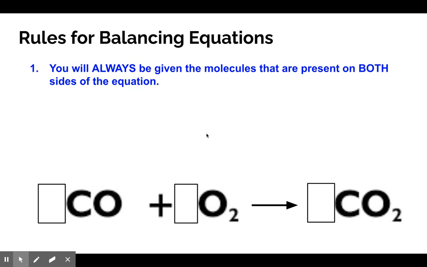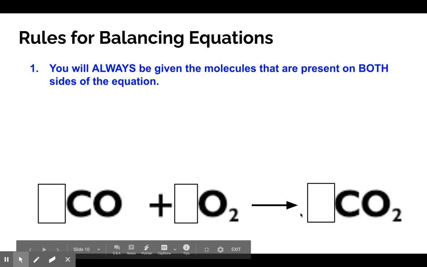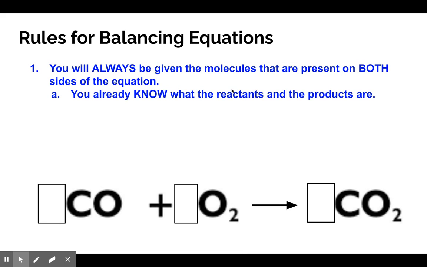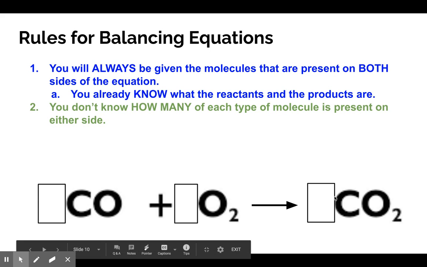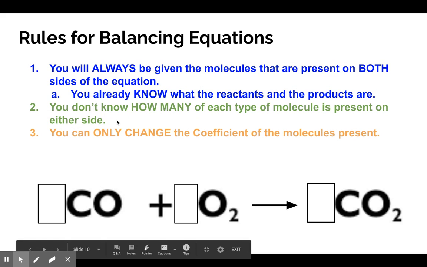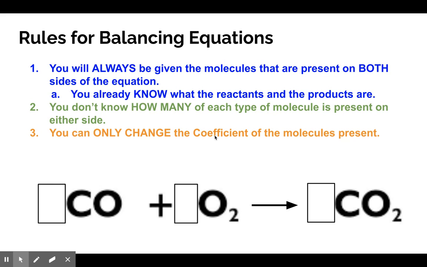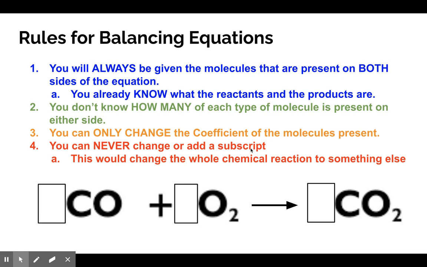I am always going to give you the molecules that will be present on both sides of the equation. So you don't have to figure out what molecules get created from these molecules. I'm always going to give that to you. So that means you already know the products and you already know the reactants. You don't need to figure those out, okay? What you don't know is how many of these different molecules are present on both sides of the equation. So you can change the coefficients of any of the molecules within the equation in order to balance the equation. But as I said before, you're not going to change the subscripts, okay?